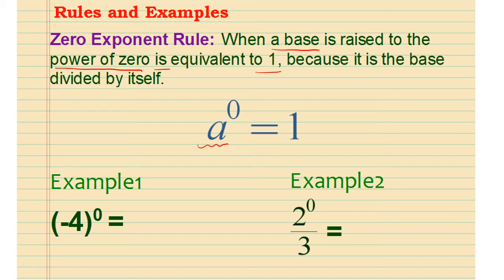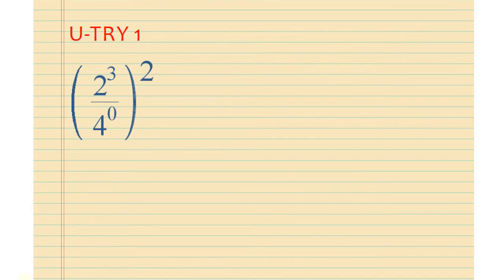Our first example, negative 4 to the 0th power is 1. Next example, 2 to the 0th power is 1. The denominator didn't get affected by the exponent, so it stays as is. Here's a U-try for you. And please remember to apply the power to a power property as well.